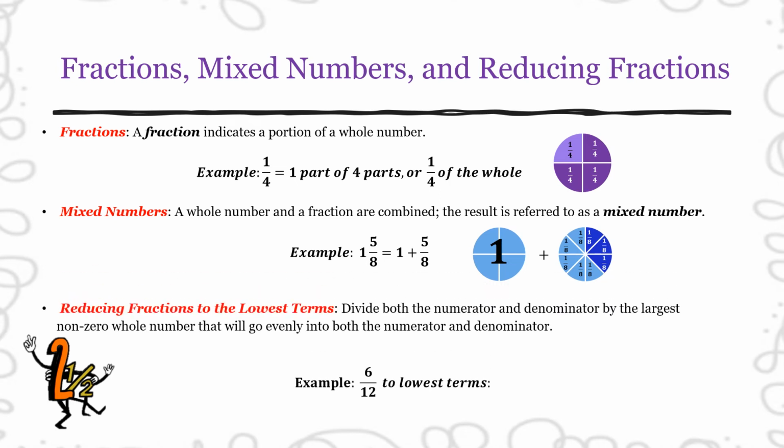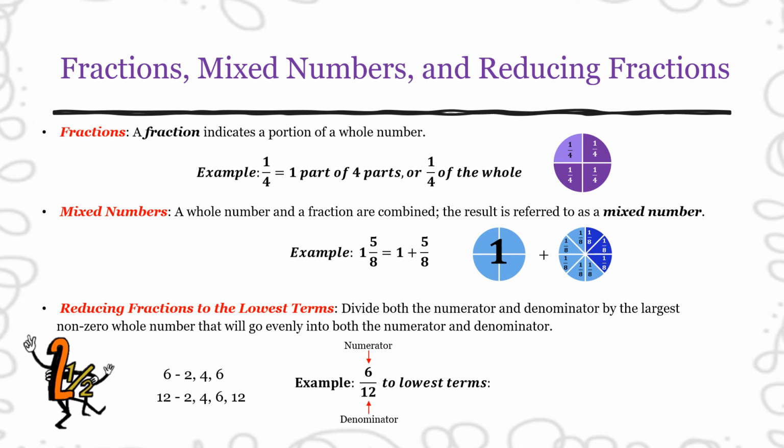For reducing fractions to the lowest terms, divide both the numerator and denominator by the largest non-zero whole number that will go evenly into both the numerator and denominator. So here we have an example of 6/12. We will be reducing it to the lowest terms. The numerator is the 6 and the denominator is 12.